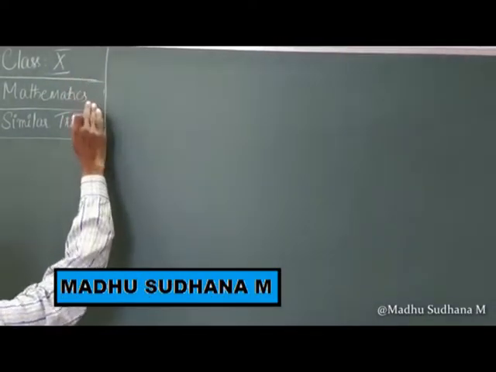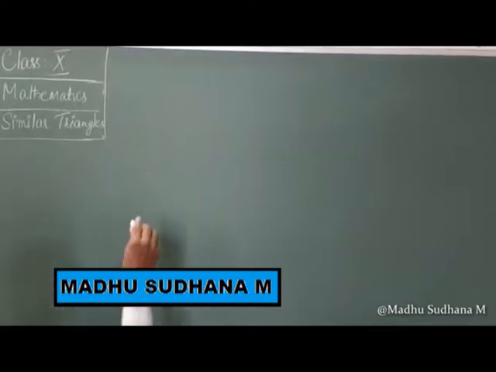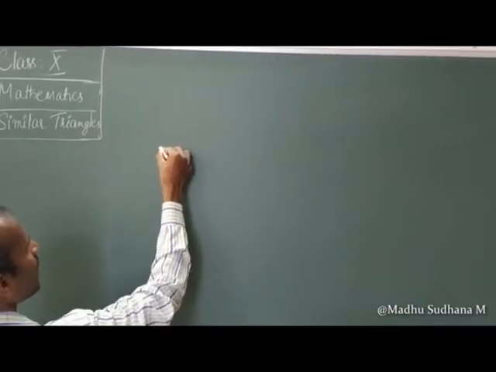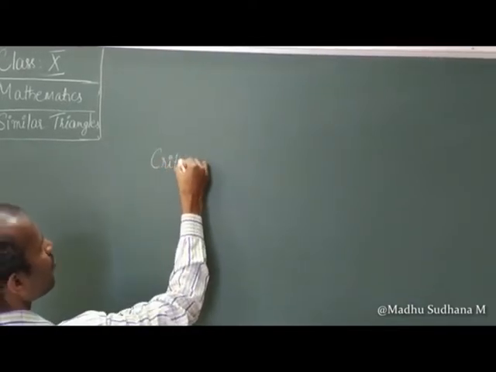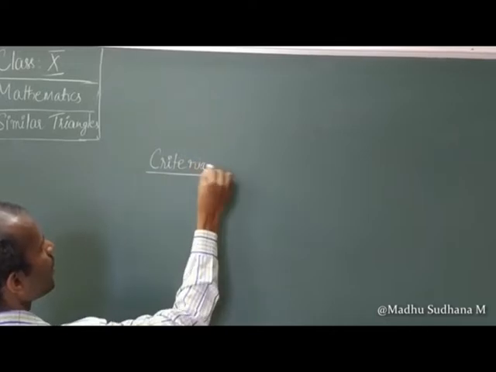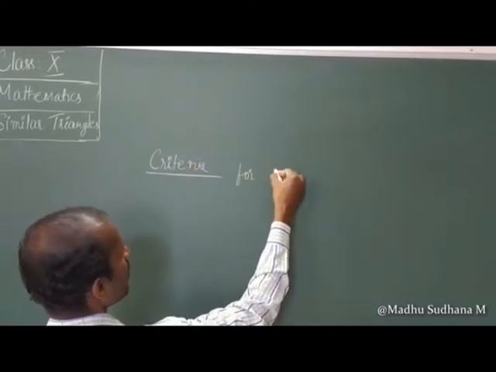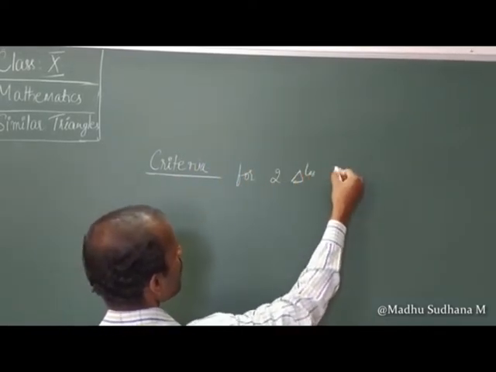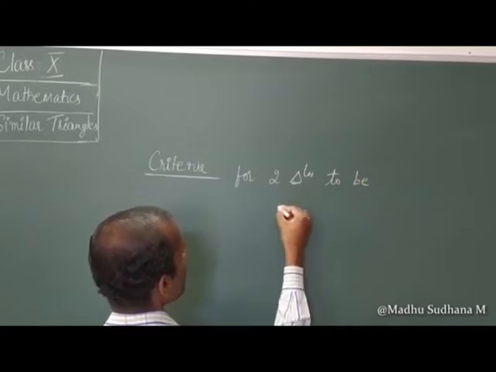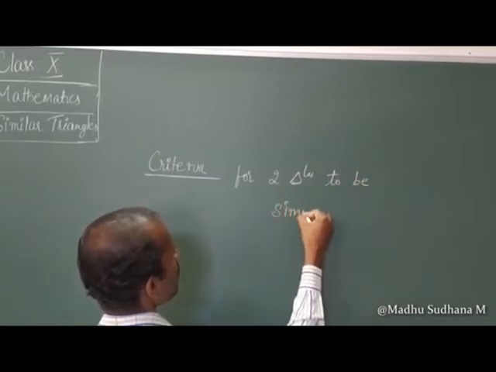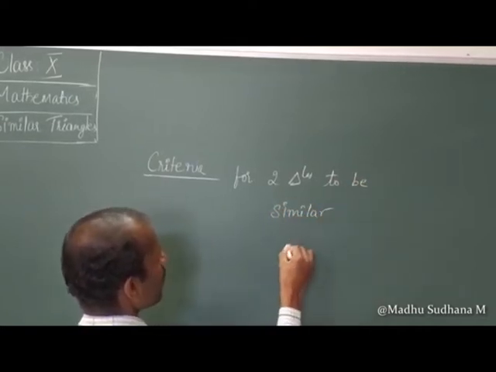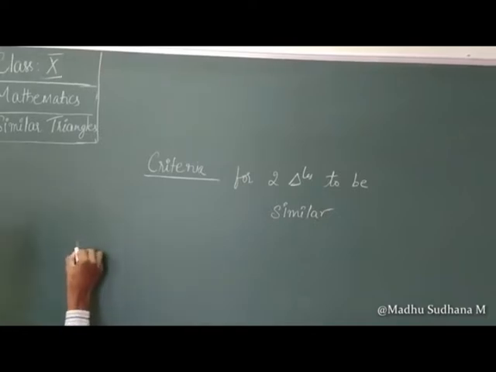10th standard mathematics under similar triangles chapter. So we have two important criteria. What is the meaning of criteria? The conditions, criteria for two triangles to be similar. So if we have two triangles to be similar, there are two criteria.